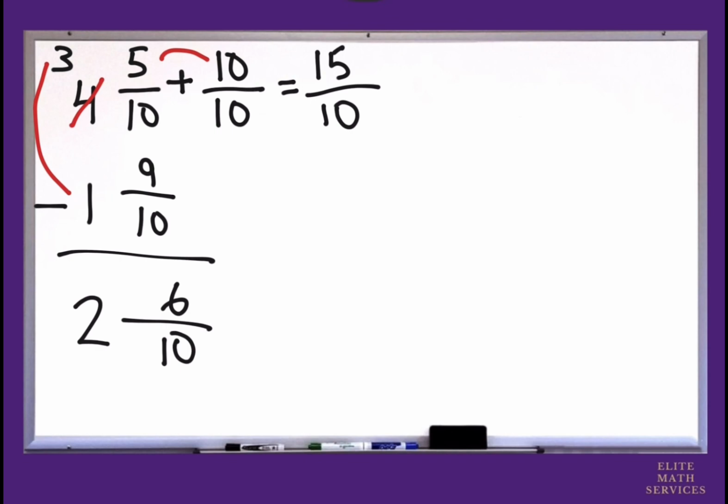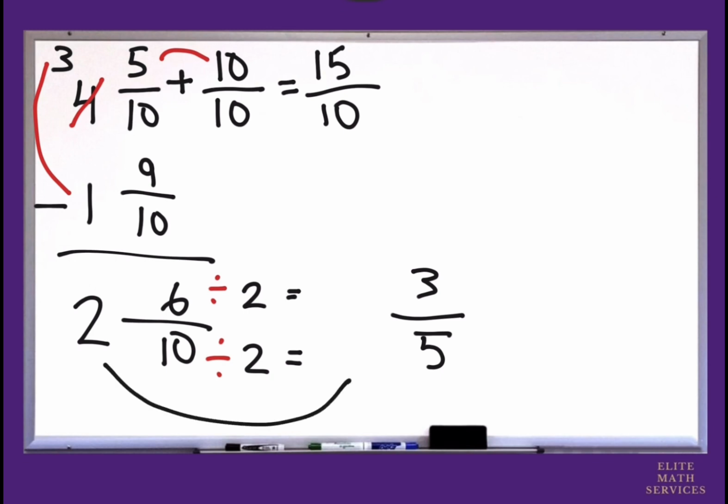Now, the fraction 6 over 10 can be simplified, so we want to go ahead and do that. We notice that they are both even numbers. And remember, all even numbers can be divided by 2. So whatever we do to the top, we must do to the bottom. So 6 divided by 2 and 10 divided by 2 gives us a new fraction of 3 over 5. Now we just bring over our whole number, which is 2, which gives us a final answer of 2 and 3 over 5.